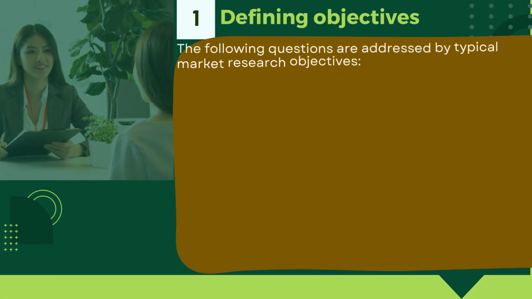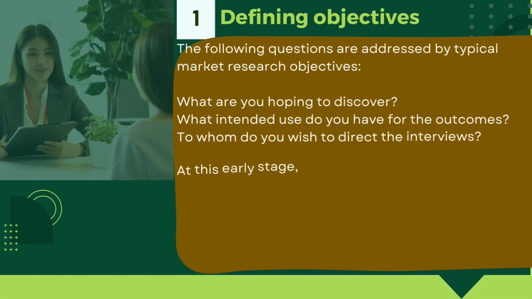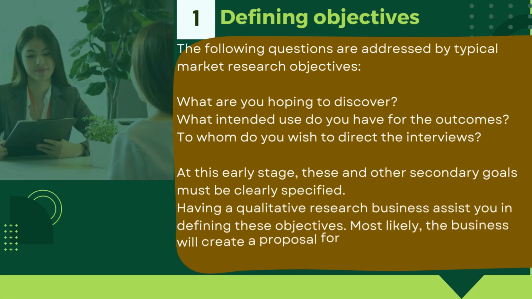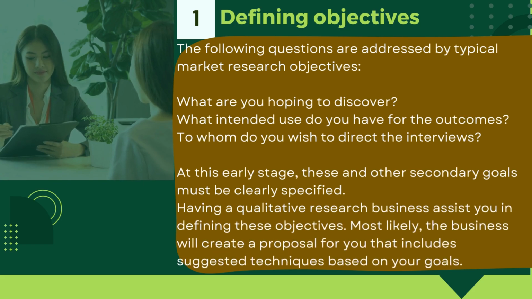Defining objectives. The following questions are addressed by typical market research objectives. What are you hoping to discover? What intended use do you have for the outcomes? To whom do you wish to direct the interviews? At this early stage, these and other secondary goals must be clearly specified.